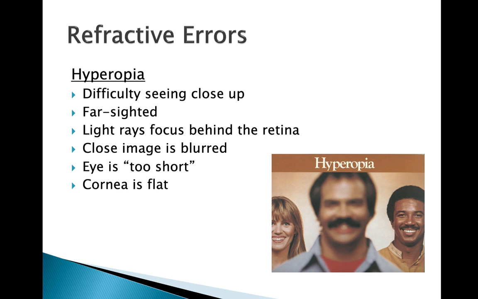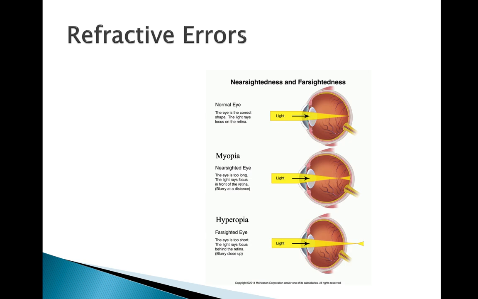Hyperopia is whenever people have difficulty seeing close up. They can see far away nicely, but the light rays falls behind the retina. And so close images are blurred, and it's because the eyeball is too short or the cornea is flat.